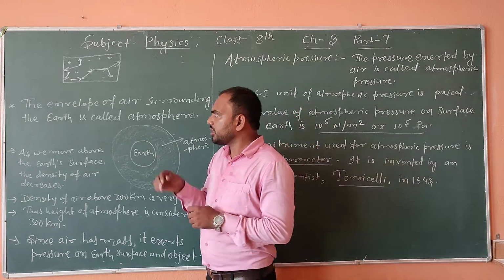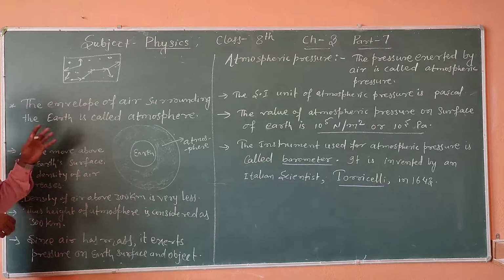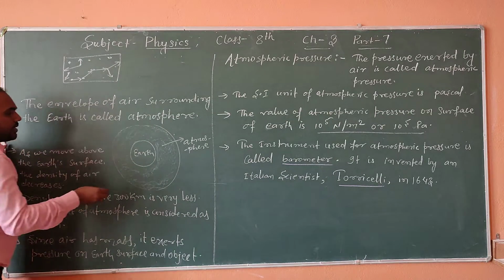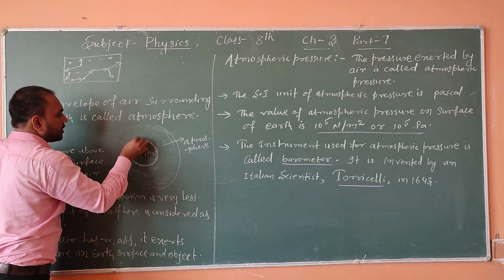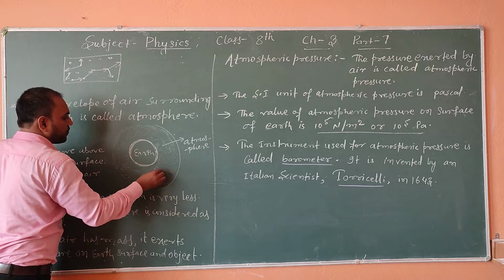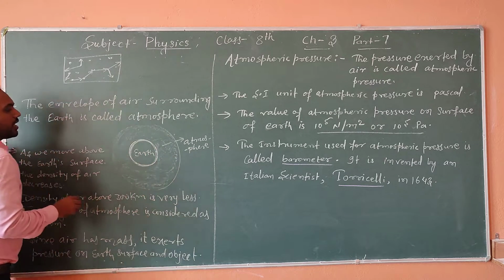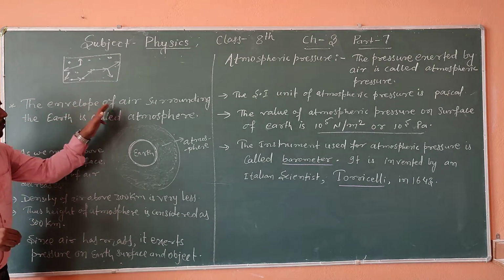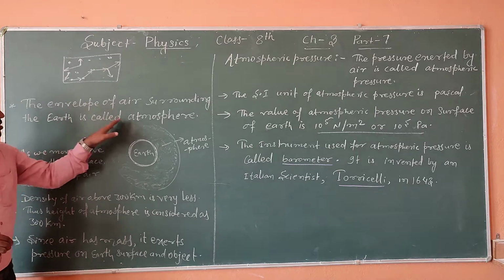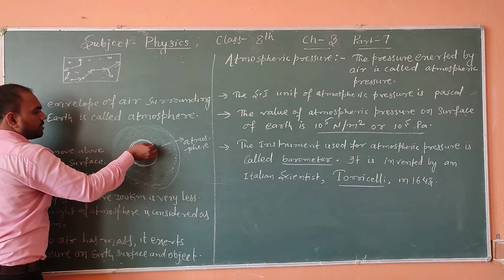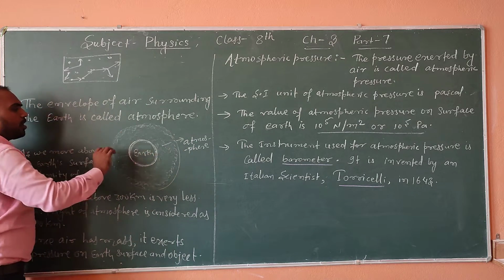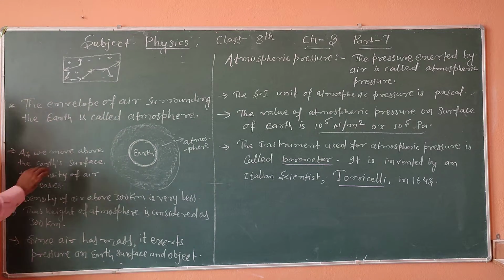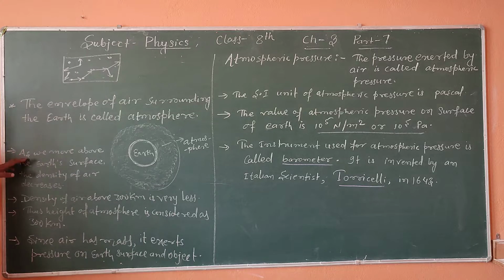Now, first of all, understand about the atmosphere. What is the atmosphere? Let's suppose that this is the earth. This earth is surrounded by a large amount of air. That is called an atmosphere. The envelope of air surrounding the earth is called an atmosphere. Around this earth, an amount of gases forms the atmosphere. As we move above the earth's surface, the density of air decreases.